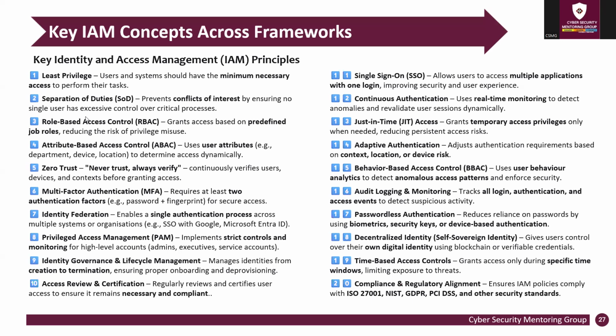I just listed 20. There are likely more than 20, but I listed 20 that are common, starting from least privilege, which is my case study for this presentation. I think I'm running short of time now. I'll be very fast so I can finish it. I don't want it to be more than 45 minutes. Now, this is least privilege. Users and systems should have the minimum necessary access to perform their task.